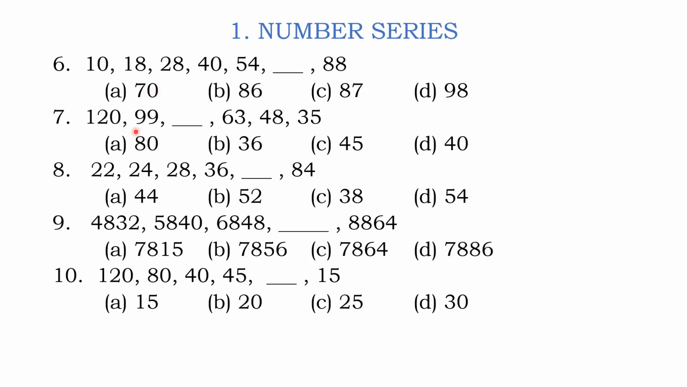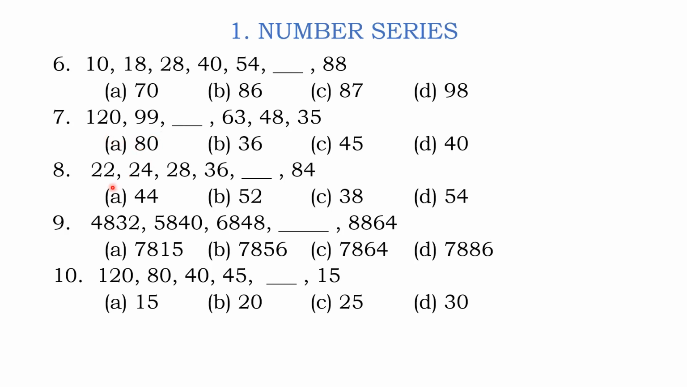Next: 120, 99, blank, 63, 48, 35. Here in this problem, the difference between the first two terms is 21. To find the next difference, let us check the other numbers. 63 and 48 differ by 15, and 48 and 35 differ by 13. So the difference between 63 and its preceding number should be 17. So 63 plus 17 is 80. Then 80 plus 19 is 99, 99 plus 21 is 120. So the answer is 80, which is A.